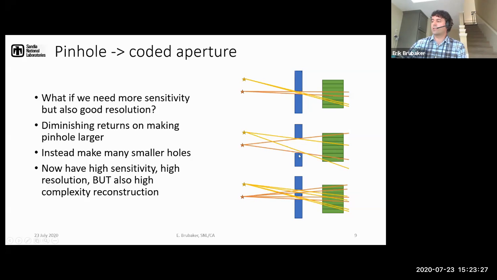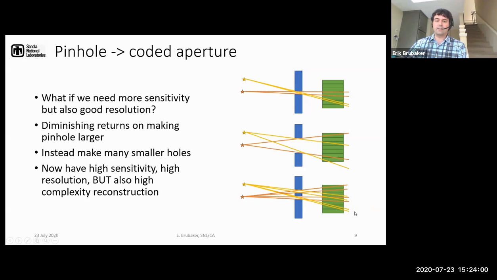Well, instead of making one large hole, we can make many smaller holes. And that's the insight that leads to a coded aperture. The sensitivity is still increased because there are multiple holes, multiple apertures that the particles can go through. But the resolution can still be quite good, because the level of distinguishability for the different particle source positions here is still high.